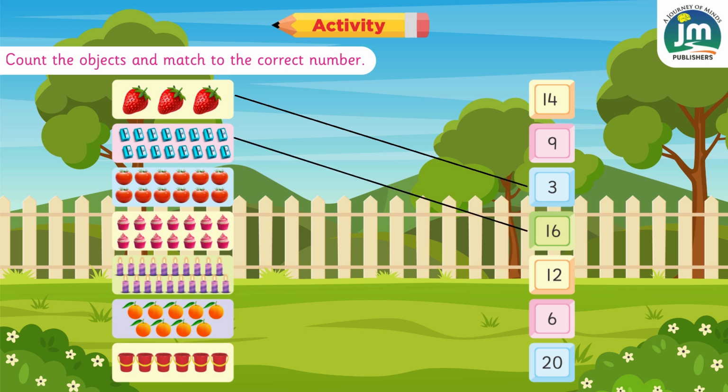Third picture is tomatoes. How many tomatoes do you see? 1 2 3 4 5 6 7 8 9 10 11 12. Oh, 12 tomatoes. So we match the number 12 with tomatoes.